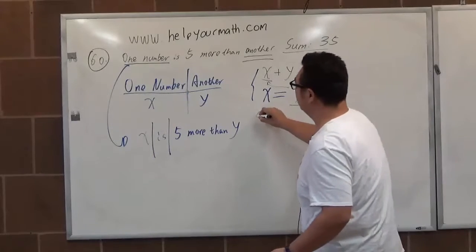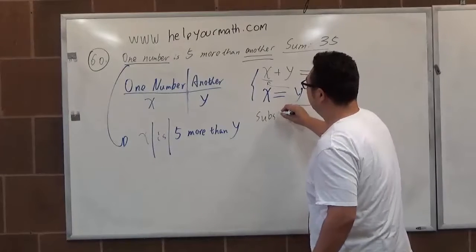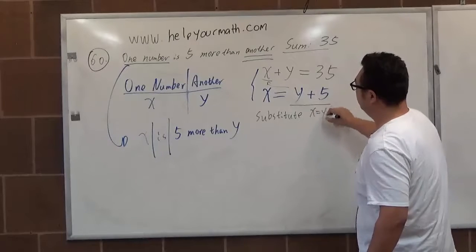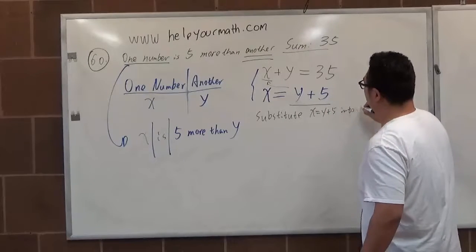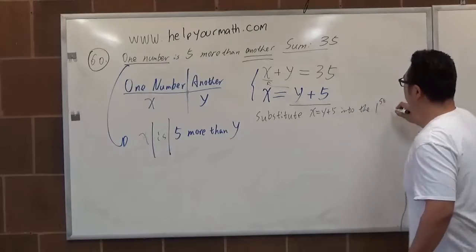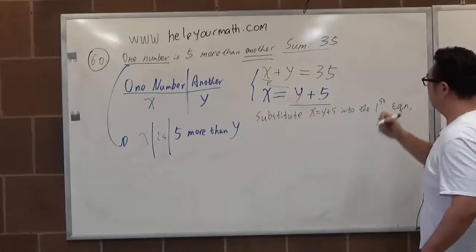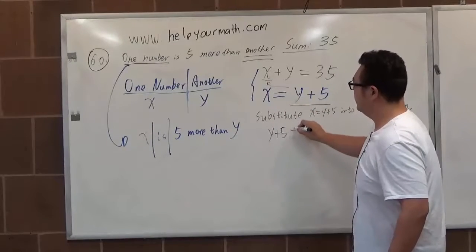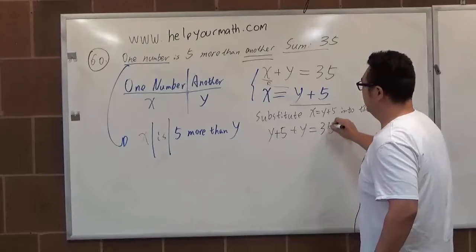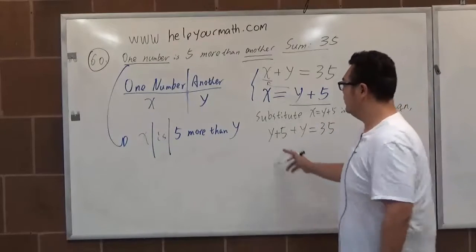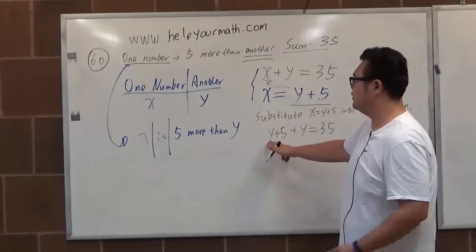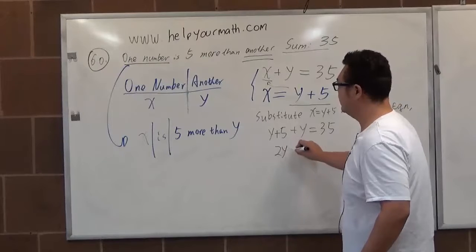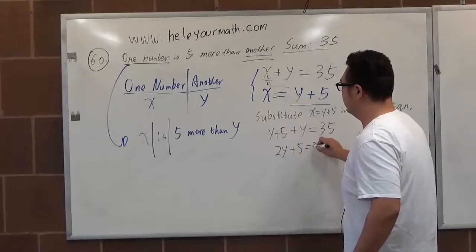So when we substitute x equals y plus 5 into the first equation, instead of x we put y plus 5, plus y equals 35. Then we simplify it. Now this equation becomes only one variable, y. Combining, we get 2y plus 5 equals 35.